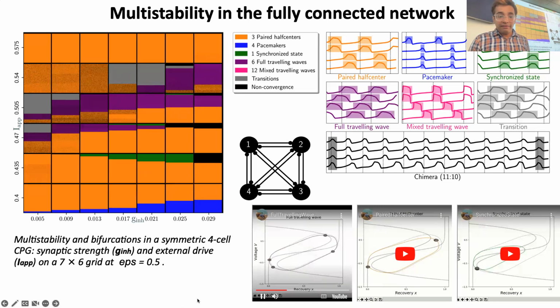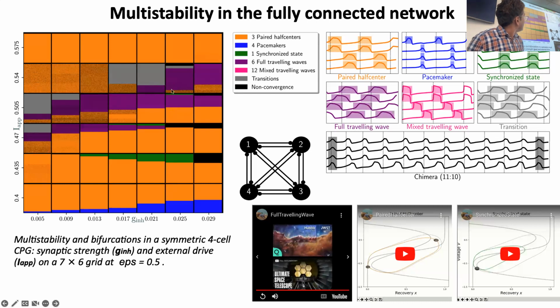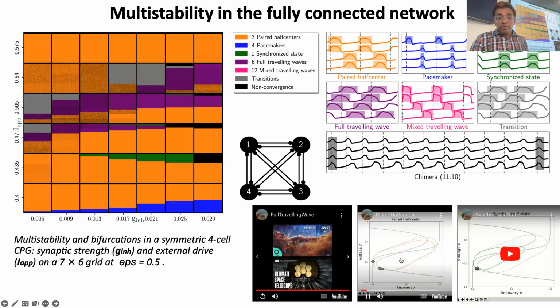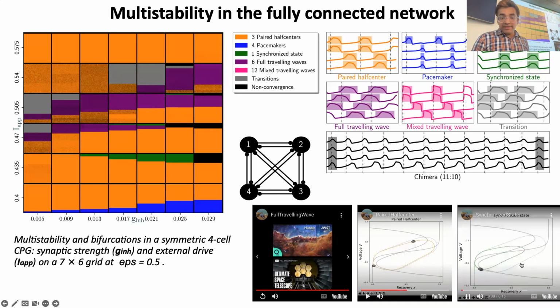So this is a full traveling wave. One cell is becoming active, then the next one, then the next one, then the next one. So that's within these pink regions. Then this is a paired half-center where 2 of the cells are firing together, and then the next 2, and so on. And this is the fully synchronized state where all 4 cells are eventually converging together, even though there is mutual inhibition between each of them.